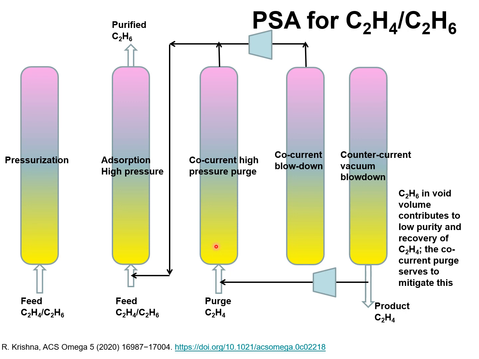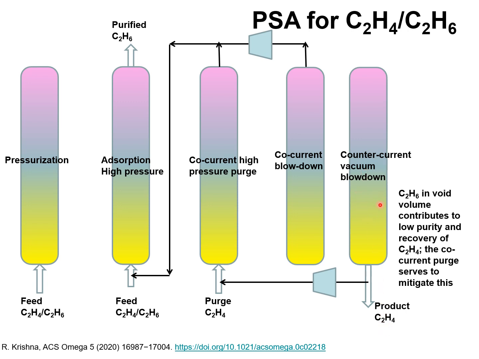The high pressure purge step is followed by co-current blowdown, in which any remnants of ethane within the pores is flushed out of the system. And the final step is a countercurrent vacuum blowdown that is used to produce ethene of the required purity.